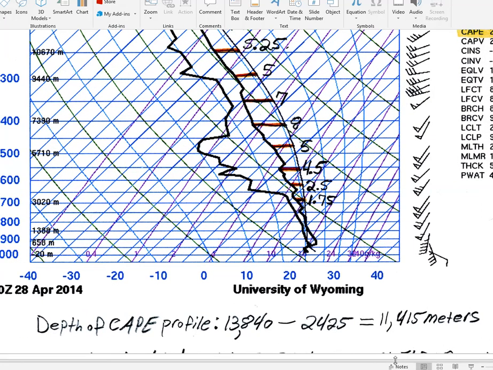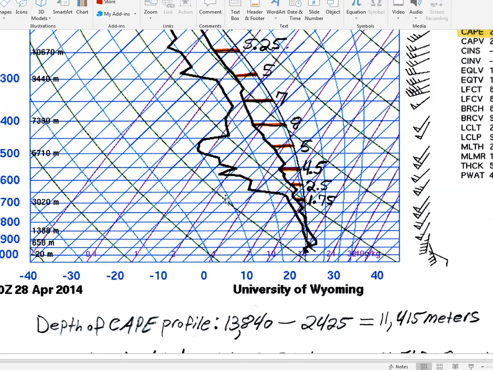Okay, so basically what we're doing is, of course, the pressure is logarithmic. It's over here on the left. The amount of pressure change with distance decreases with height, so pressures change the quickest near the surface. And then your skewed lines are a variety of different things, right?